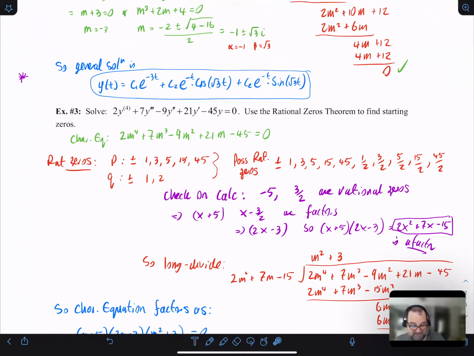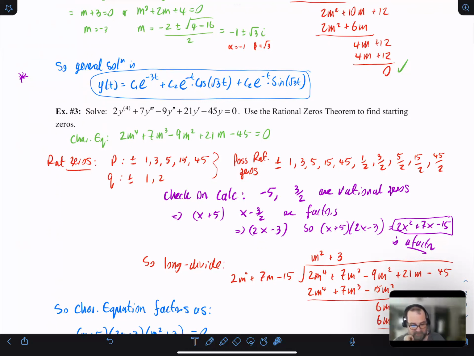Again, they might not say this in every question, but this is probably your way to get started here: the rational zeros theorem. So if you form a characteristic equation like this, we need to find the roots of this guy. And again, unless we're going to guess it, the rational zeros theorem ought to give us a place to start.